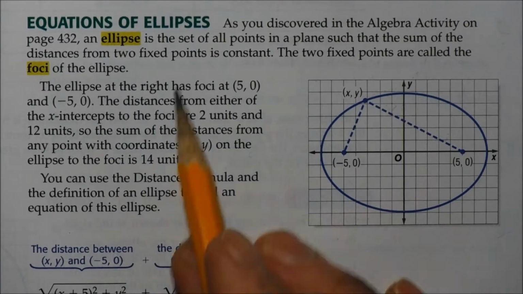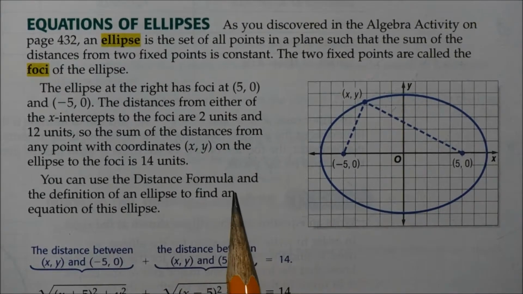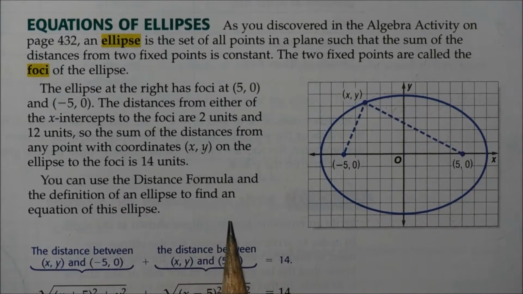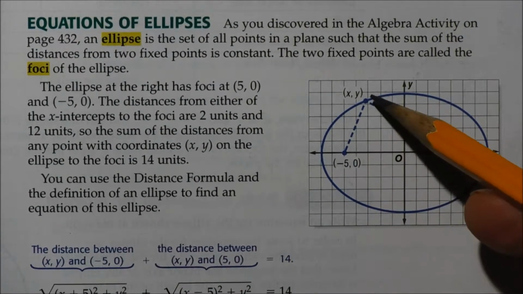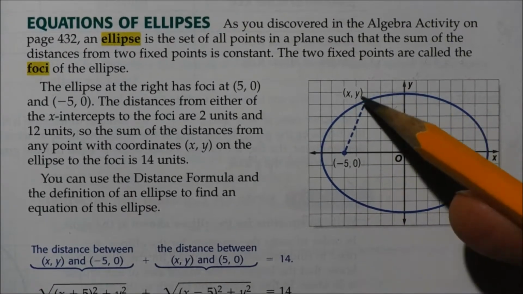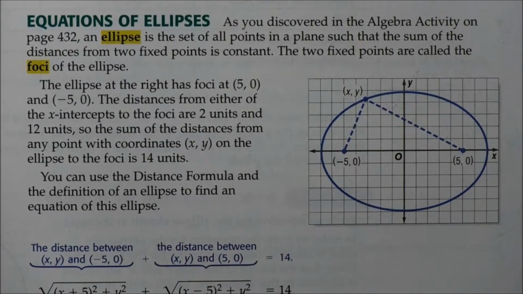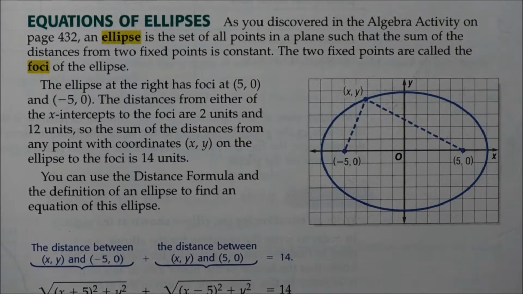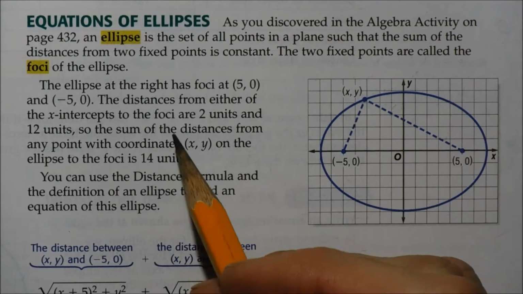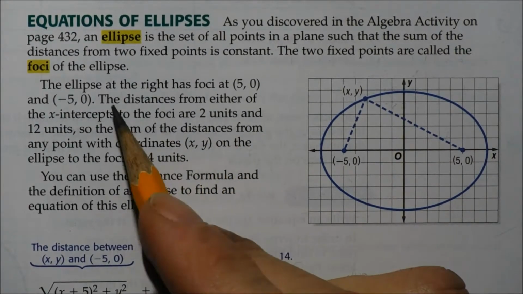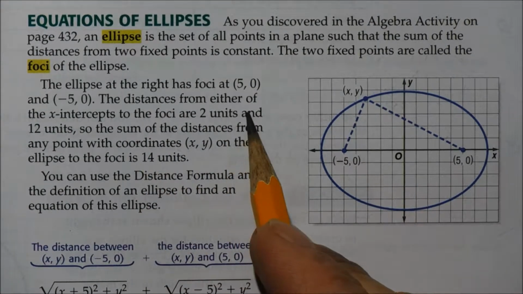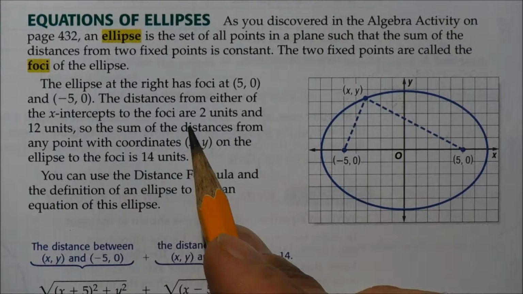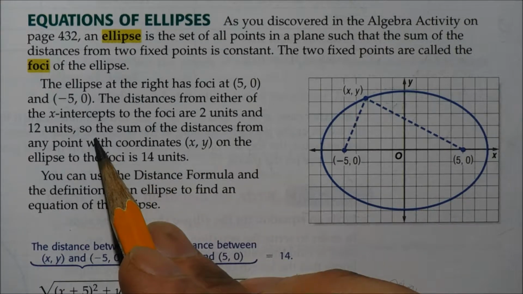Now what they've done right here is they say, let's use the distance formula and the definition of an ellipse to find the equation of an ellipse. We know that the definition tells us that the sum of these distances, add up that sum, it's always the same. That sum is always the same. As we read through this little paragraph, the ellipse to the right has those foci. The distances from either of the x-intercepts to the foci are 2 units and 12 units.